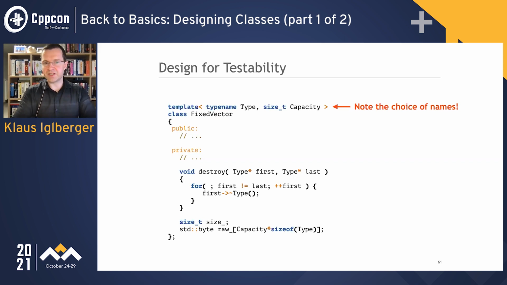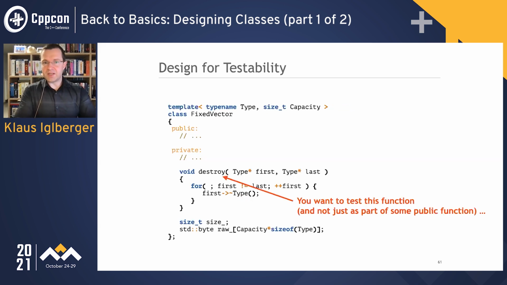Now, it's my responsibility to destroy the elements. But let's say that this destroy function is complicated enough to be tested. So you might not have seen the syntax before. Indeed, you can actually explicitly call a destructor. But because it's looking a little scary, you want to test that. So that's now the task. We want to test this function, and not just as part of some public function. We want to test it explicitly, but it's private. And so we cannot just call it, not easily test it.